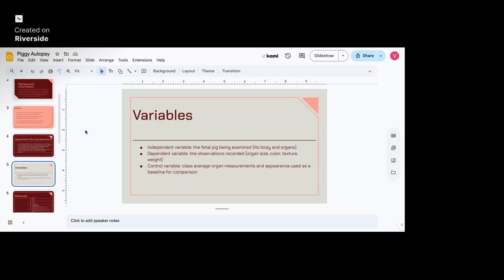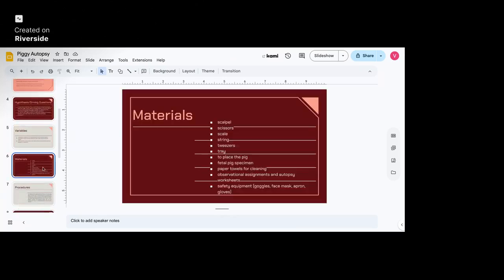For variables, independent variable, the fetal pig being examined, its body and organs. Dependent variable, the observations recorded: organ size, color, texture, and weight. Control variable, class average organ measurements and appearance used as a baseline for comparison.